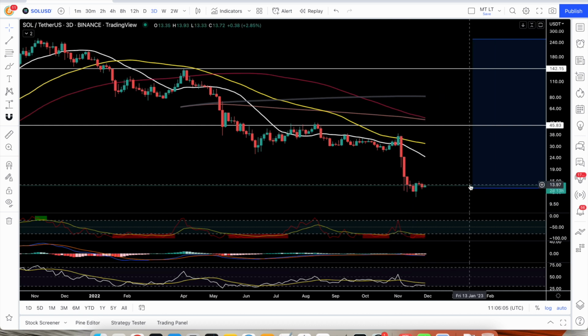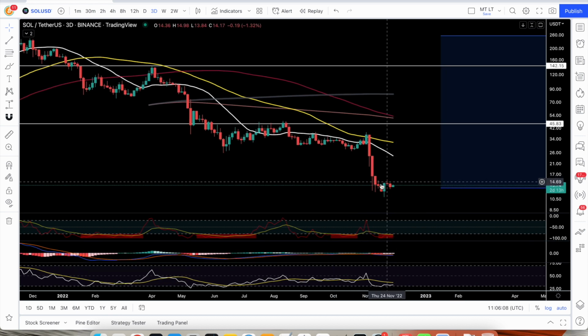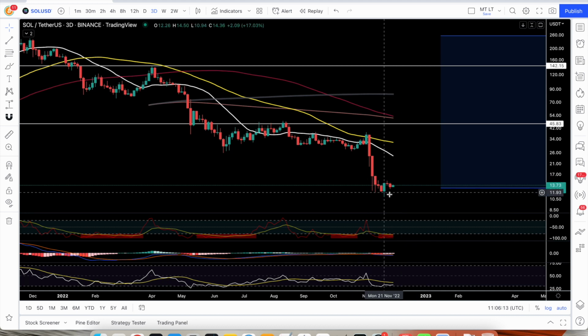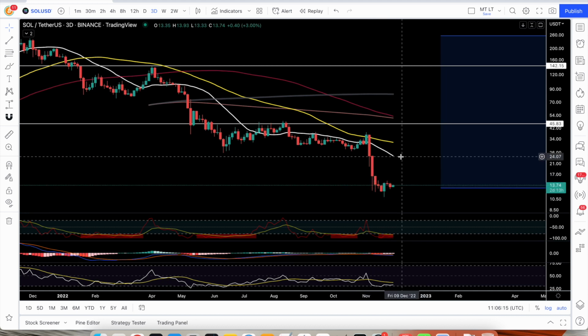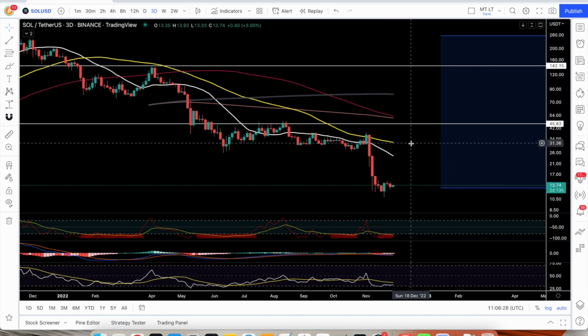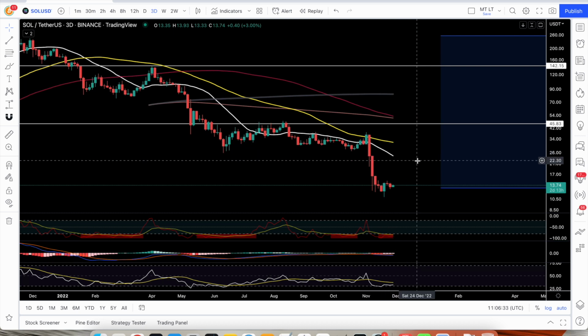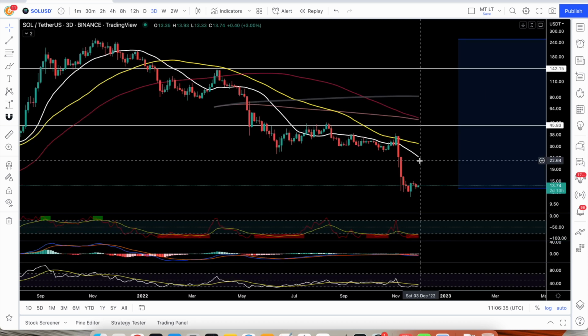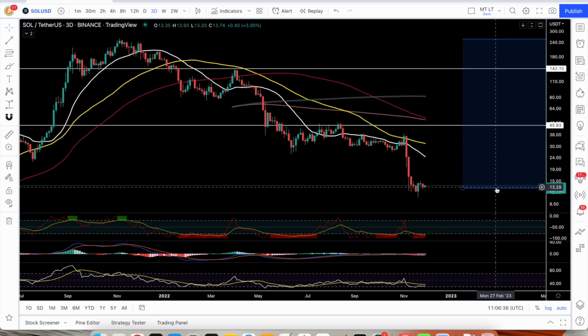Now we are accumulating in the 13-dollar area, and I'll be honest with you, this is where I started buying Solana. If we are able to find support here, again, $24 would be the area to look out for. But usually on the 3-day chart, we are able to get above this, and usually this 55-day moving average acts as resistance instead of the 21-day moving average. So these are the price targets to look out for.